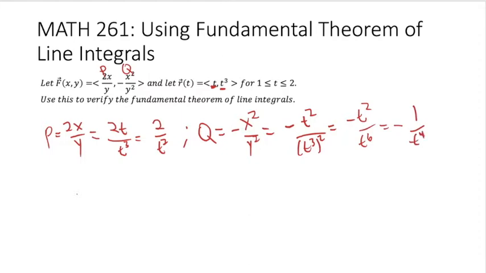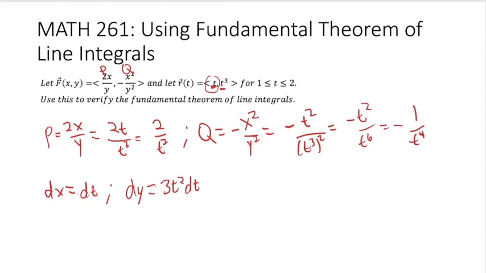Now let's find our new dx, which is going to be the derivative of the x of the r of t function. So the derivative of t is going to be dt. And we're going to do the same for the y portion. So dy is going to be 3t squared dt.